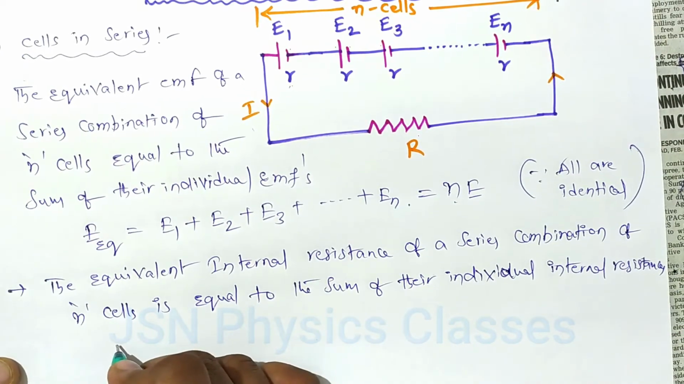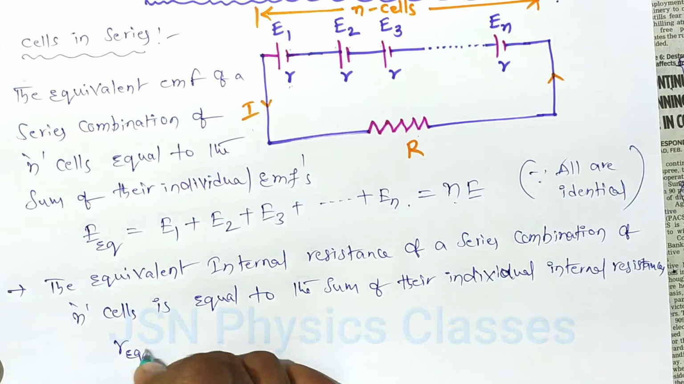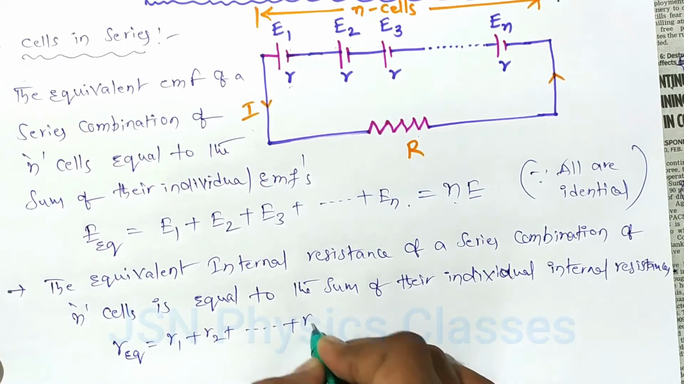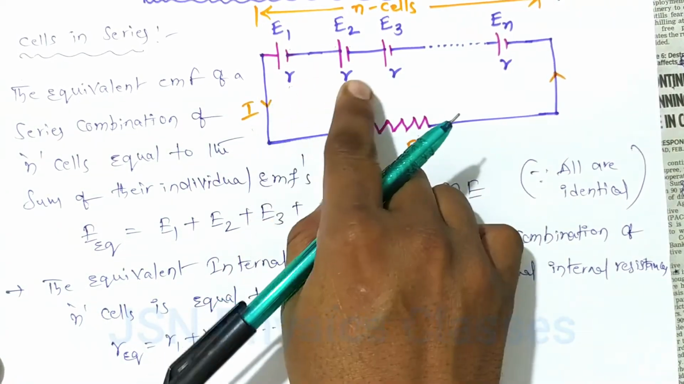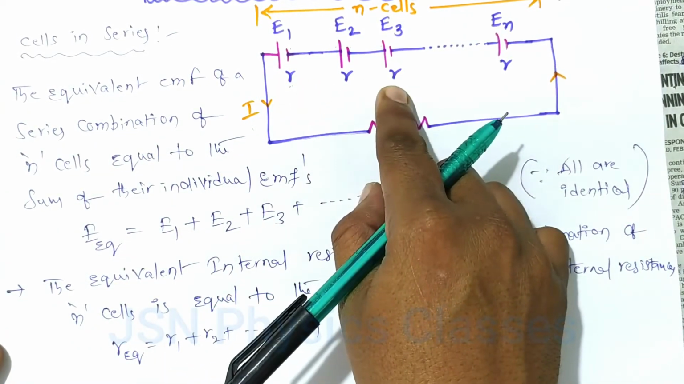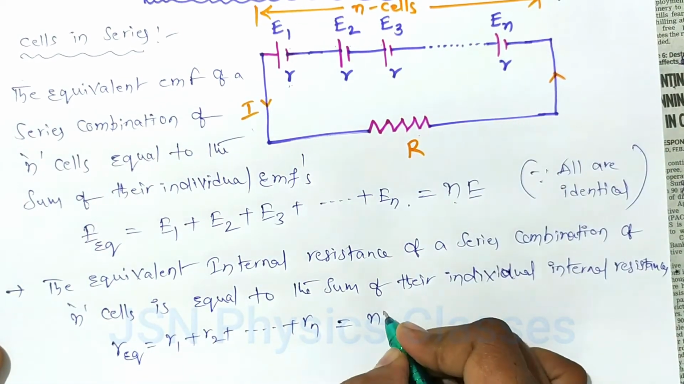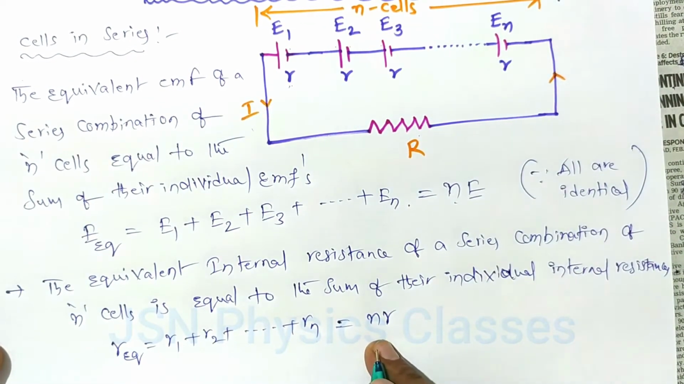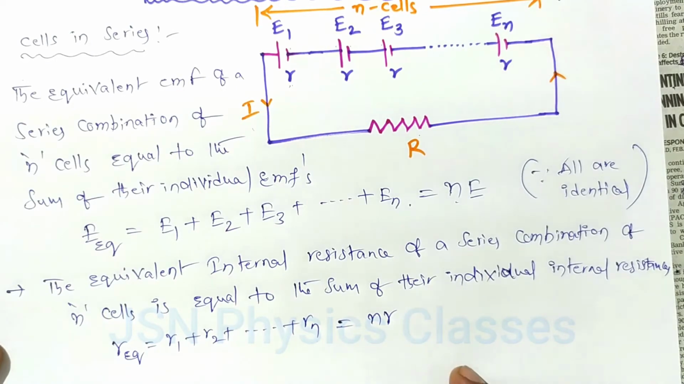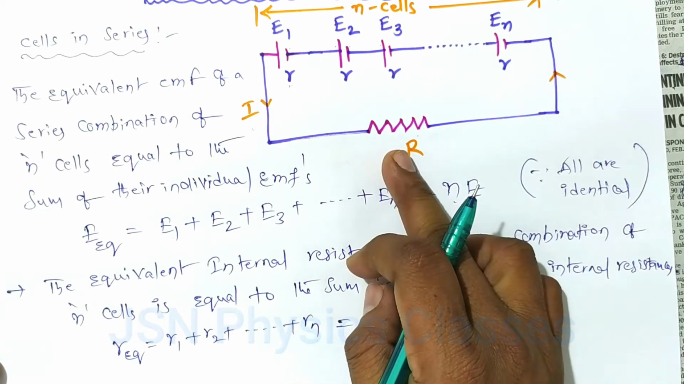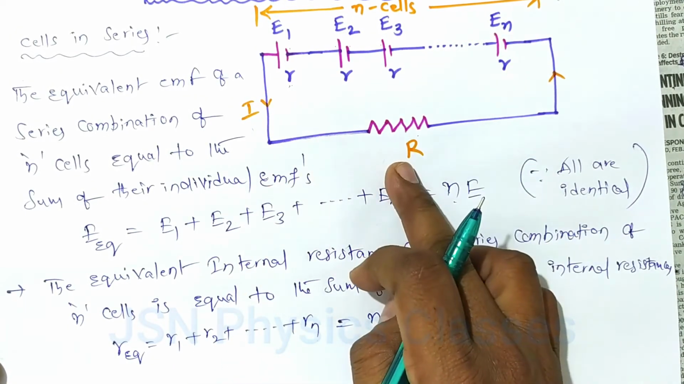So I can write R equivalent is equal to R1 plus R2 and so on up to Rn. But here R1 is equal to R, R2 is equal to R, R3 is equal to R, up to Rn is equal to R. So I can write n into R. This is the equivalent internal resistance of the circuit. Capital R is the external resistor I'm connecting in the circuit.